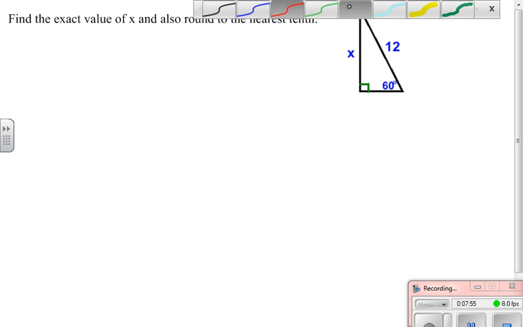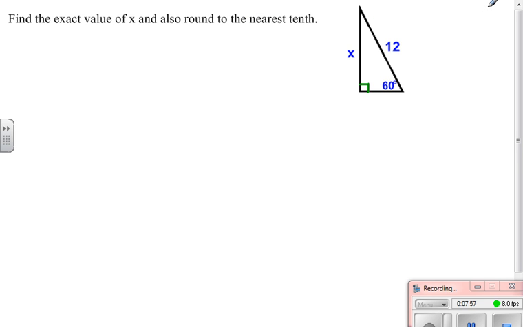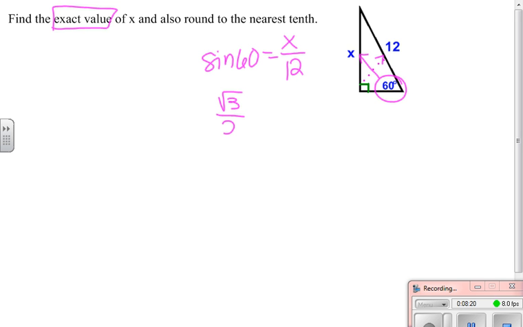Classic review problems. Find the missing value. Based on the angle I know, I have the hypotenuse and the opposite. So that is the sine of 60 is equal to x over 12. Well, if I want the exact value, that means no calculators. So what is the sine of 60 from that table? It's the square root of 3 over 2.